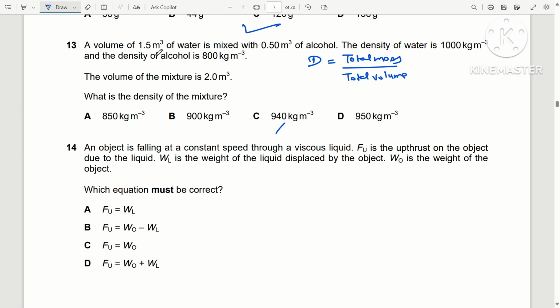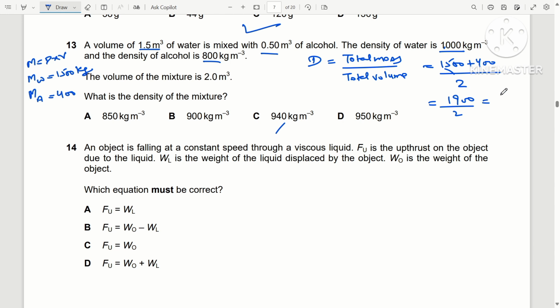First of all, the mass of the water will be, mass we know is equal to density into volume. Volume of water 1.5, density is 1000. So mass of water is equal to 1500 kg. Density of alcohol is 800 and volume is 0.50. So mass of alcohol is equal to 400. So density will be equal to total mass, 1500 plus 400, divided by total volume, 1.5 plus 0.5. So it will be equal to 1900 divided by 2, that is 950. So option D is the correct answer.